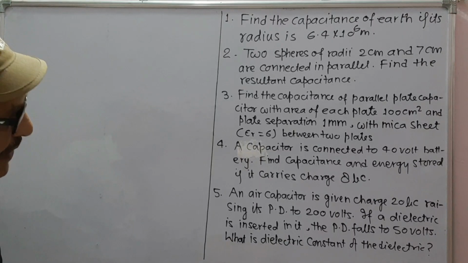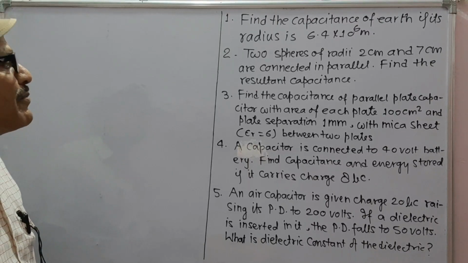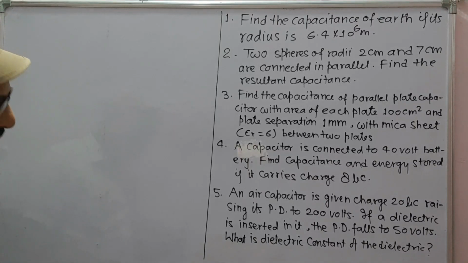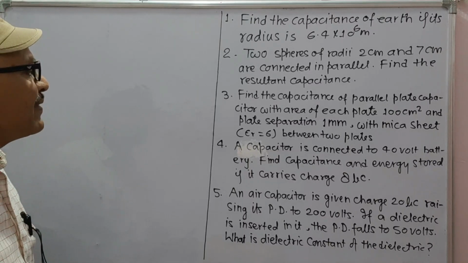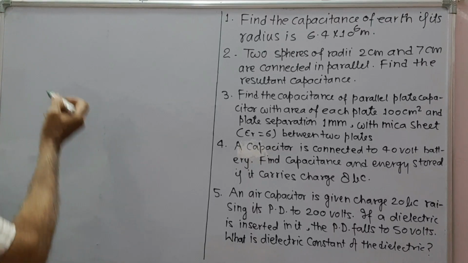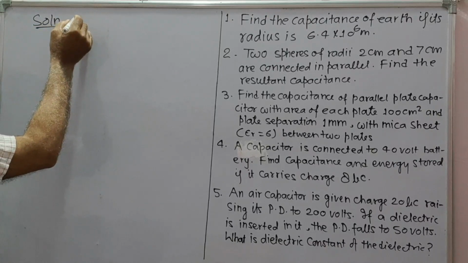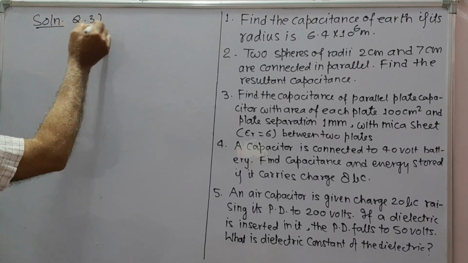Question 3. Find the capacitance of a parallel plate capacitor with area of each plate 100 cm square and plate separation 1 mm with the mica sheet of dielectric constant 6 between two plates. So, solution to question 3.